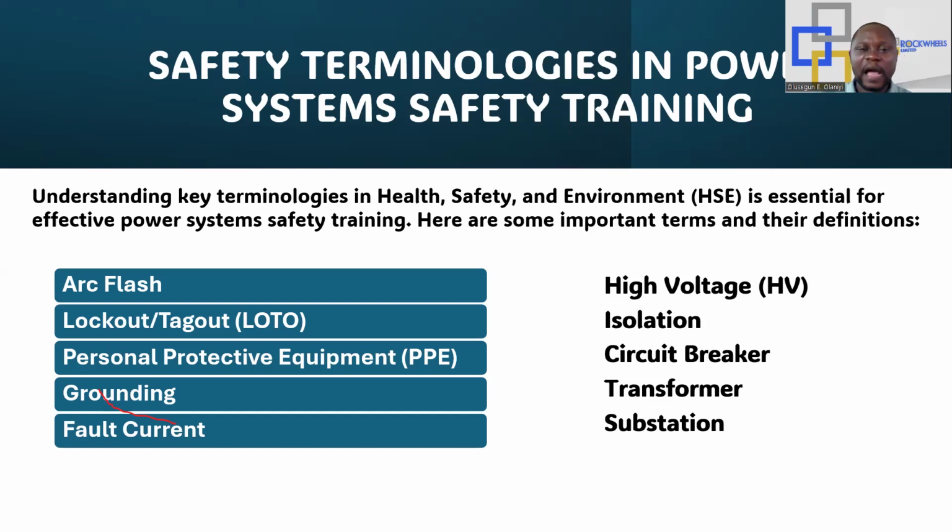So having said that, we have what we call fault current. I'm sure you must have heard of fault current. As you can see the spelling on the screen, fault currents, which is number 5 from the terminologies I'm defining. It is actually the abnormal flow of electricity that usually occurs during a short circuit or fault condition. This can cause equipment damage and it can pose a serious safety hazard.